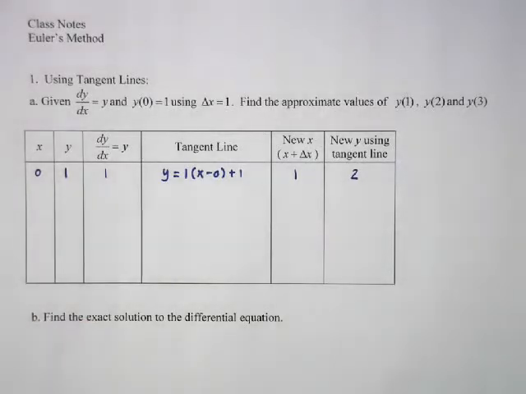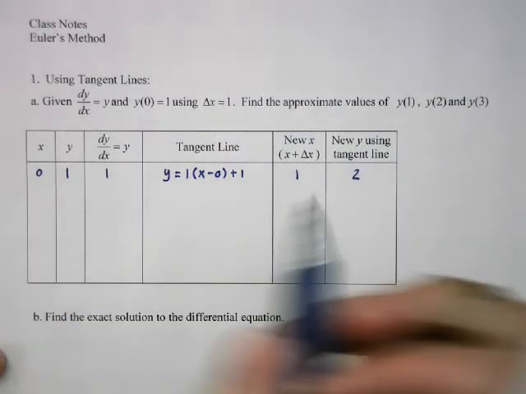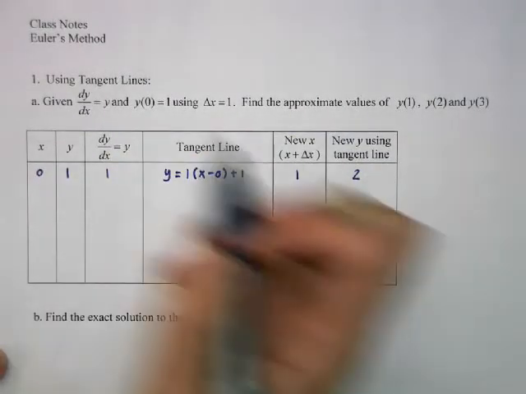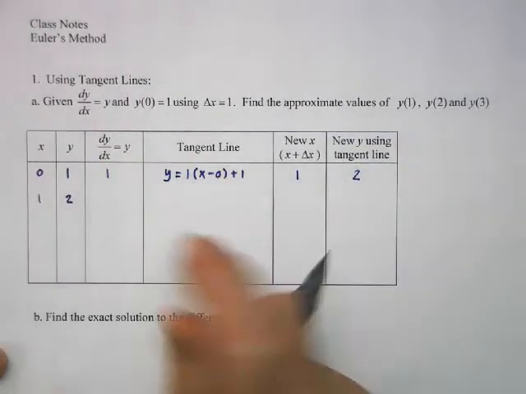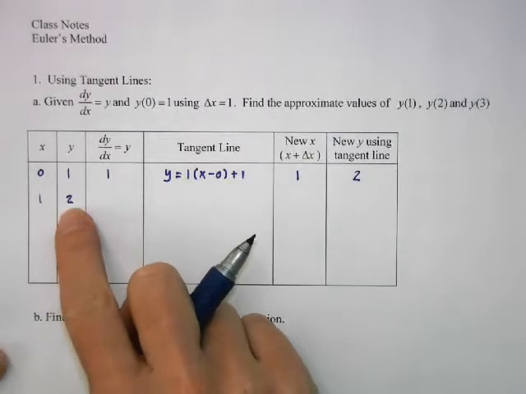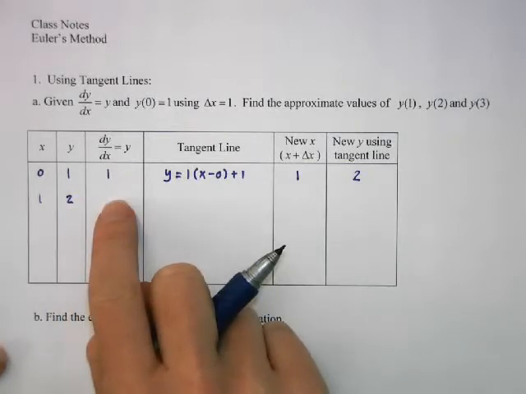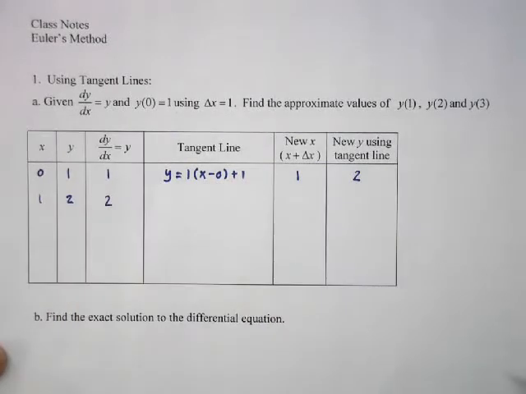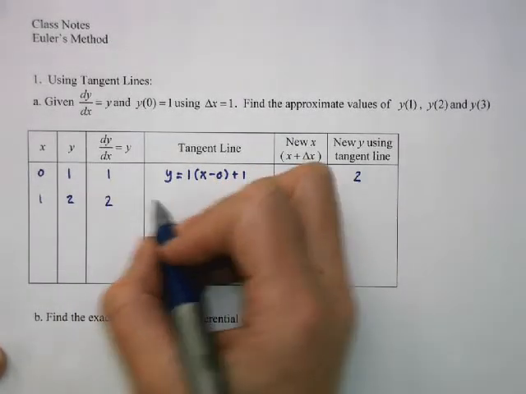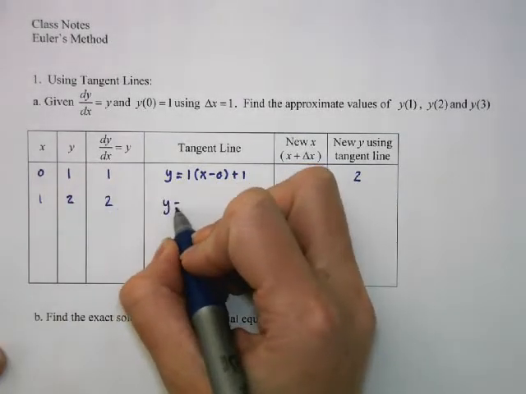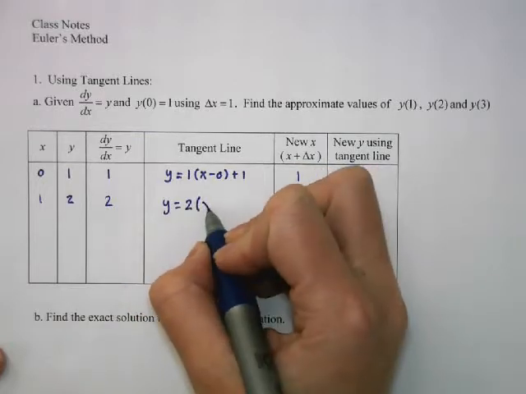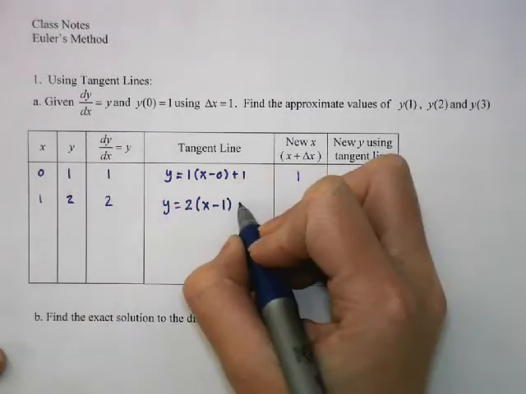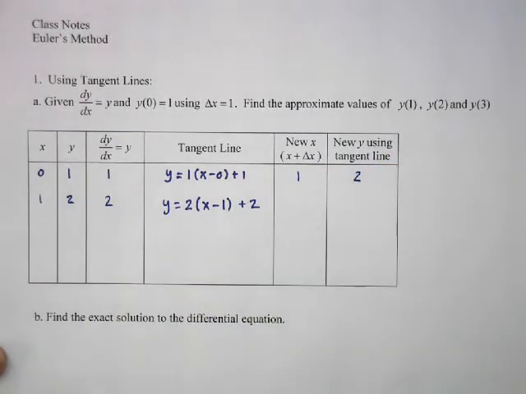Okay, if I have a slope of 1 and we're going over 1, we're going to go up 1. So that's my new point. So my new point is (1, 2). Okay, so this is my new point, which means the slope is going to be different because we've moved along the curve. So now my slope is going to be 2. And then we're going to write a tangent line with those 3. So y equals 2 times (x minus 1) plus our y value of 2.